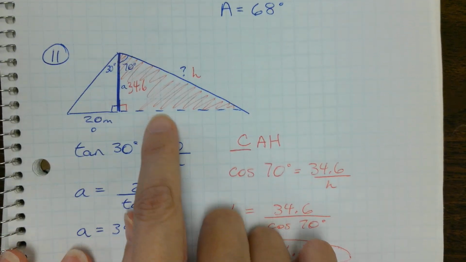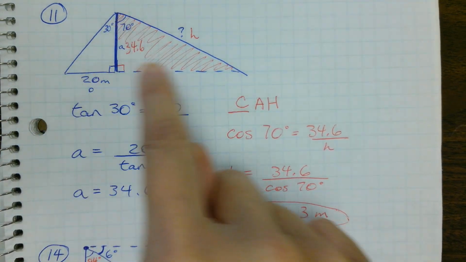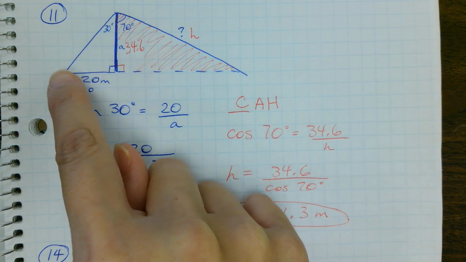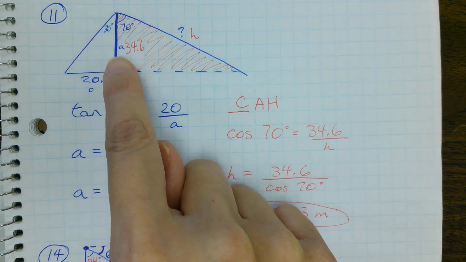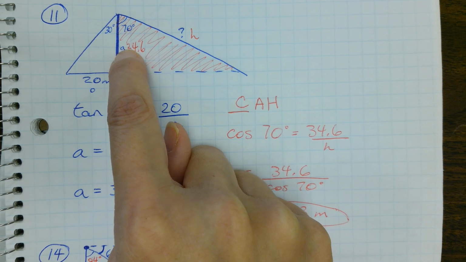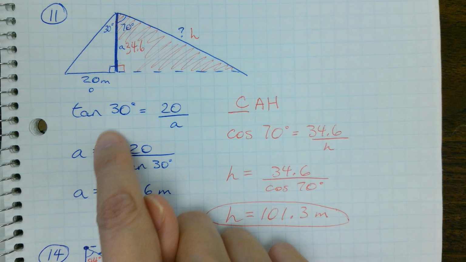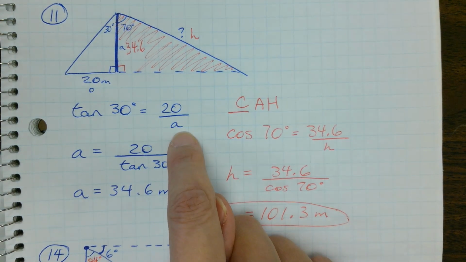So this is what I did. So given this diagram, I have a right angle triangle here. I want to look for the height of the Captain Jack. So opposite over adjacent. So tangent 30 degrees equals 20 over A.